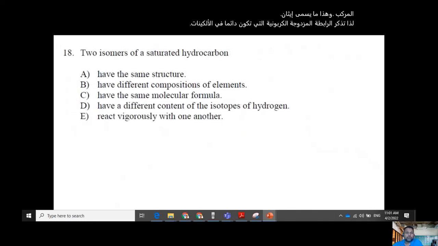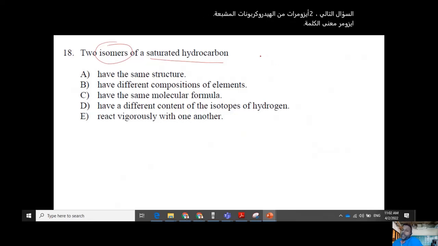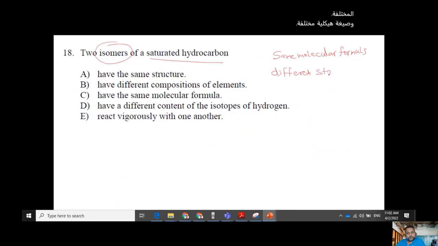Next question: two isomers of saturated hydrocarbons. The word isomer means organic compounds having the same molecular formula but different structures, different structural formulas. That's isomers. So let's see isomers for butane, C4H10. This is butane.